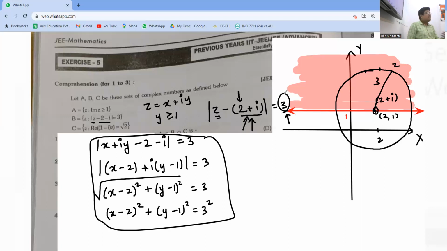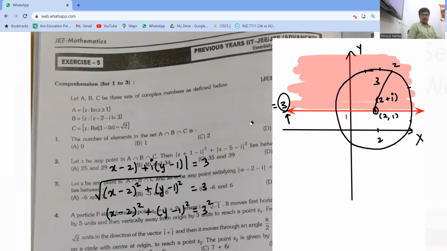Z represents any number on the boundary of the circle. Yes, Z. See, this is Z, even this is Z, even this is Z. It just represents all the points on the boundary of the circle. Distance from Z to plus i is 3. So exactly. Okay, let's move ahead. Let's take the next one.